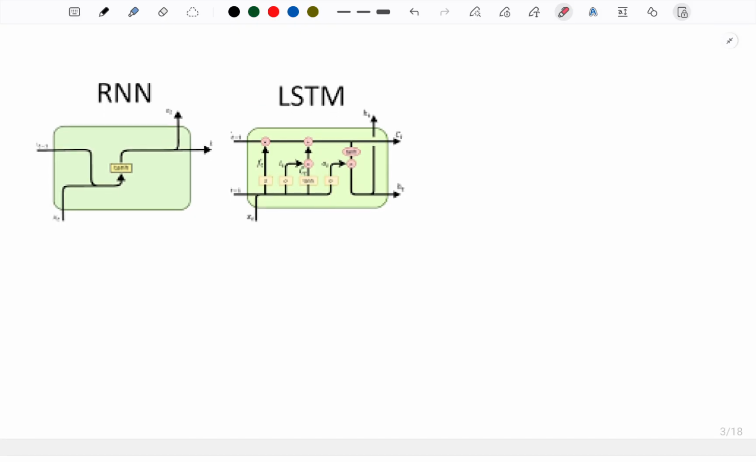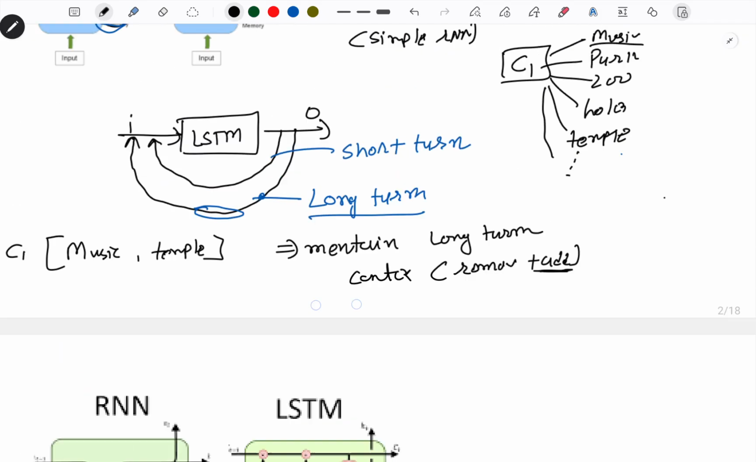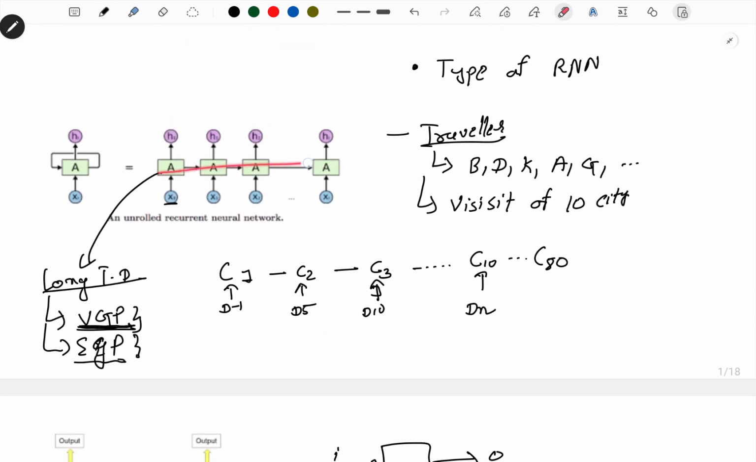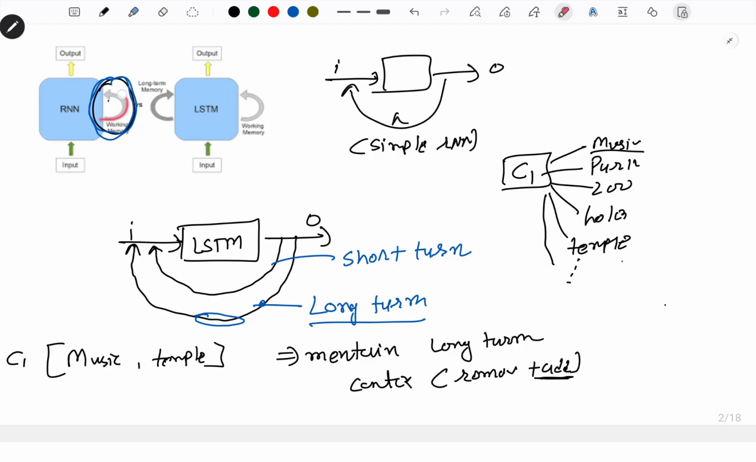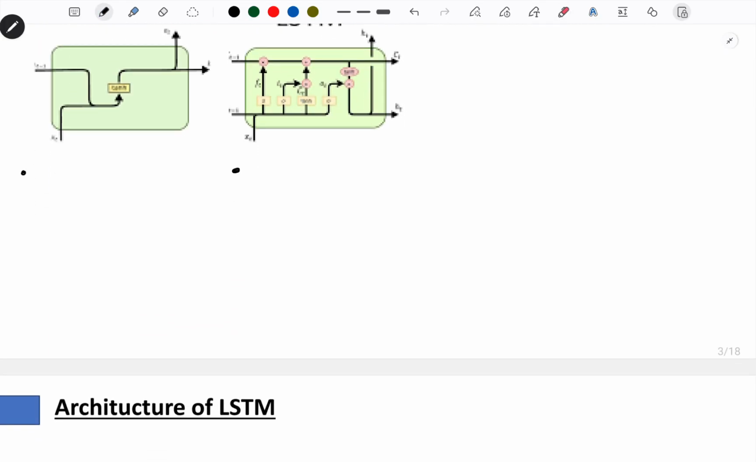Now if you are comparing LSTM with RNN, let's say here I am writing a point of RNN. In RNN we only have one channel, the short term one, in which nearby things are remembered and older things we forget. But in LSTM there are two channels. So we say that in RNN there is no long term context, but in the LSTM there is a short term context as well as a long term context, both are there.